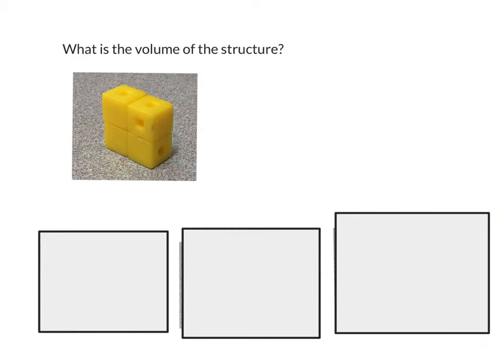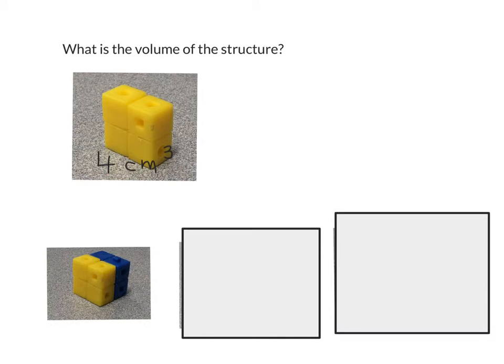Eyes up here for a second. What is the volume of the structure you see here in yellow? I will tell you that each one of those unit cubes is 1 cubic centimeter. So what is the volume of the structure? Everyone? 4 cubic centimeters. Very good. Let me move this over here. Okay. What about this structure here? 8 cubic centimeters.